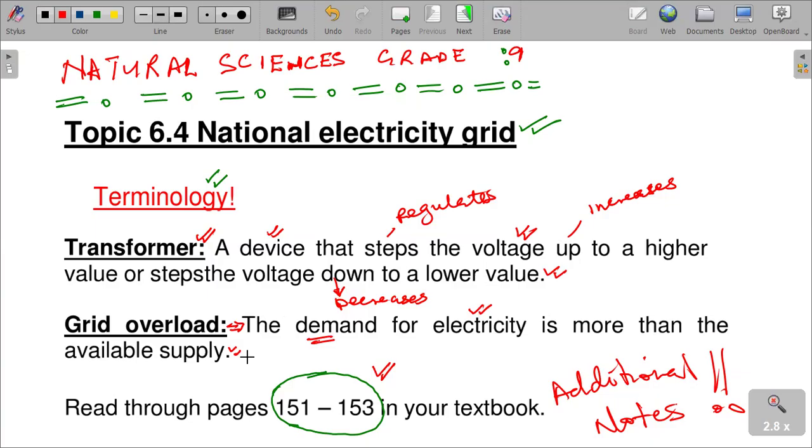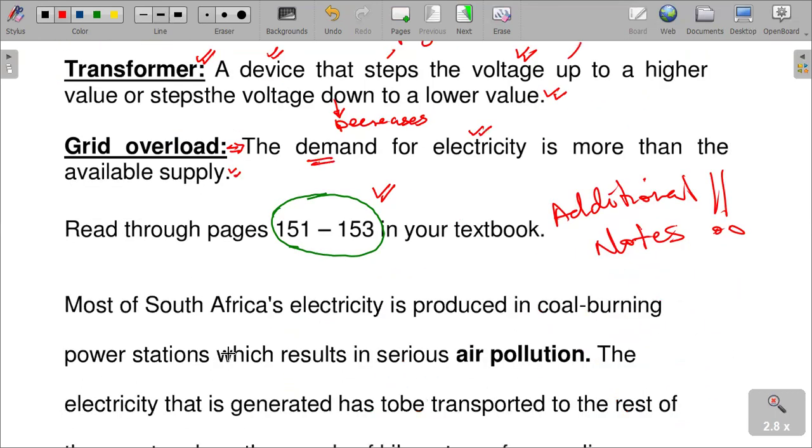So for additional notes, please note that this presentation is based on pages 151 to 153 of your textbook. Just refer to that and you can keep connected.